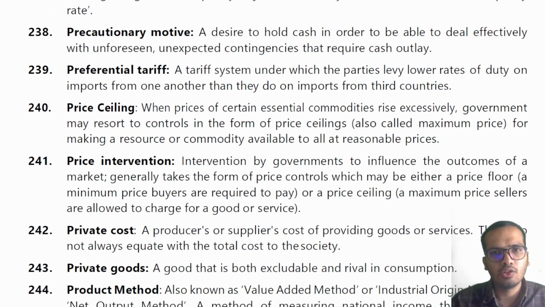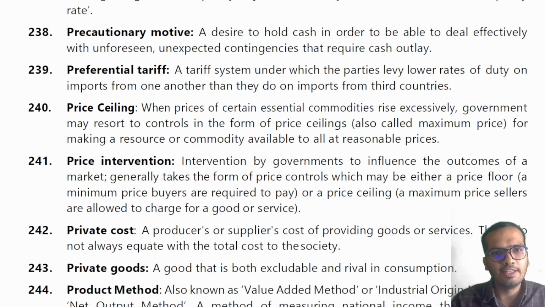It's a desire to hold cash in order to be able to deal effectively with unforeseen, unexpected contingencies that require cash outlay. Then comes number 239, preferential tariff. So a tariff system under which the parties levy lower rates of duties on imports from one another than they do on imports from third countries.